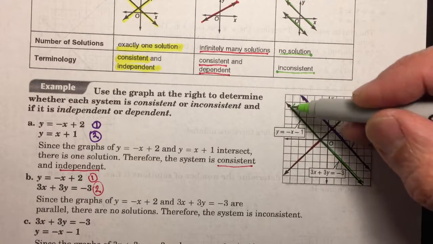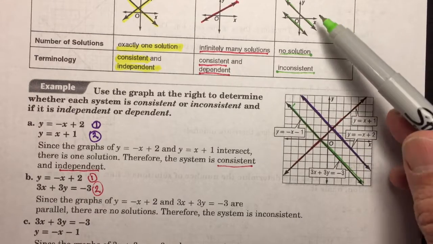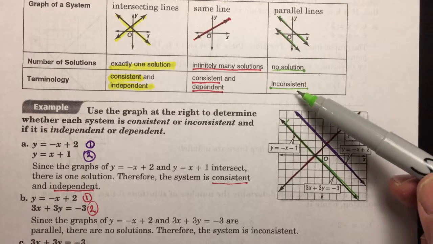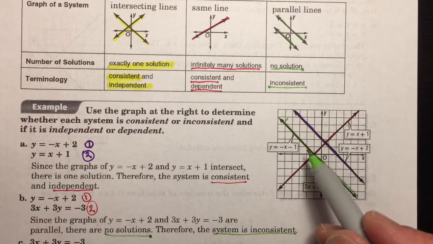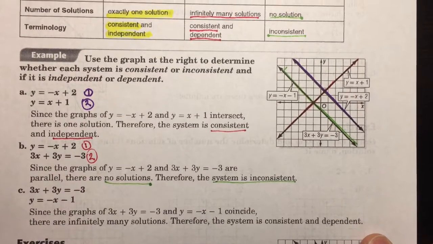So I see perfectly that this one and this one are parallel. They don't intersect. When they are parallel lines, what happens? No solution, and it is inconsistent. So the system is inconsistent and there are no solutions for these two parallel lines. Let's go to C and see what happened with C.